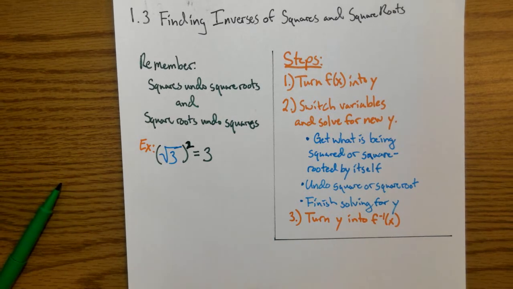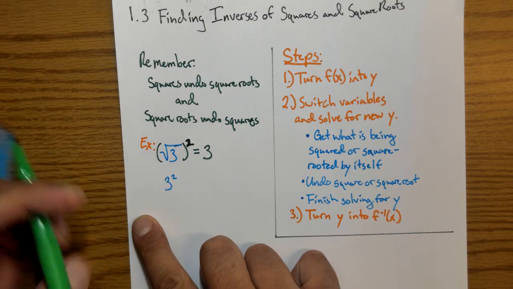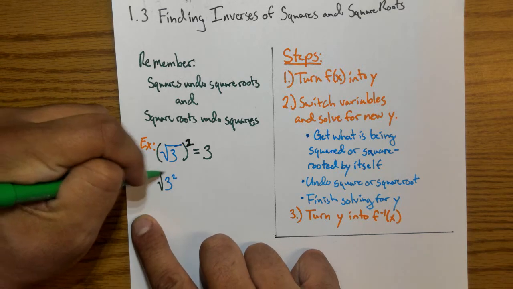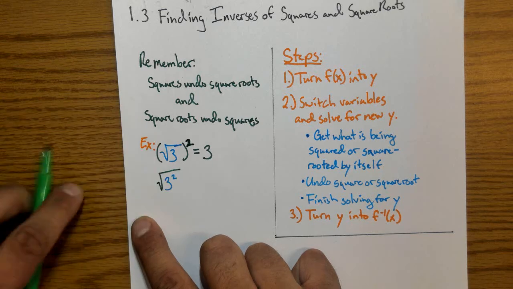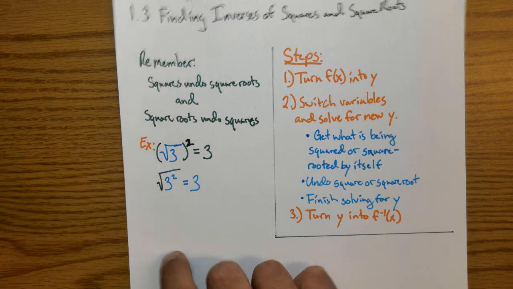Likewise, if I had 3 squared and I wanted to undo the square, I could just take the square root, and that will give me 3.